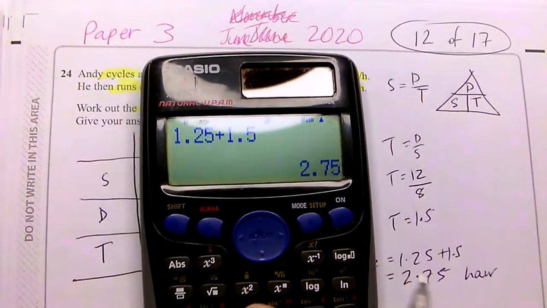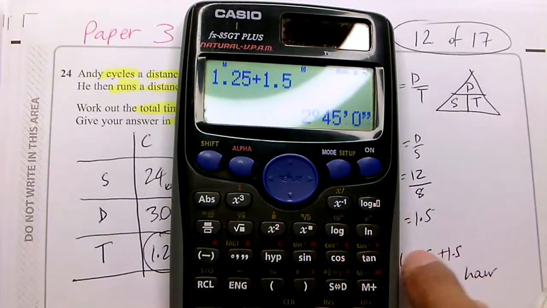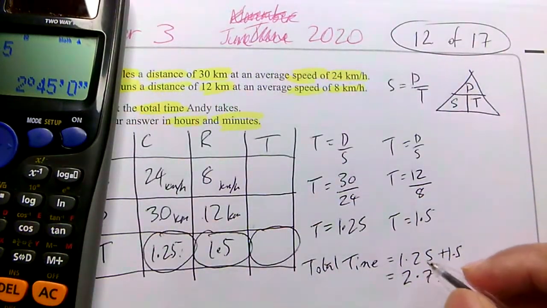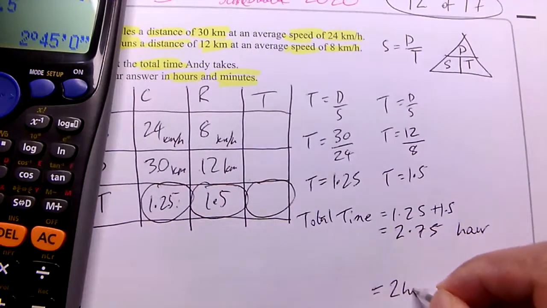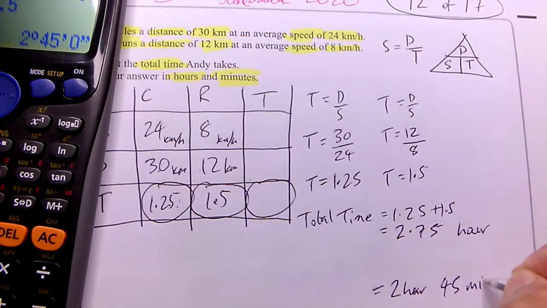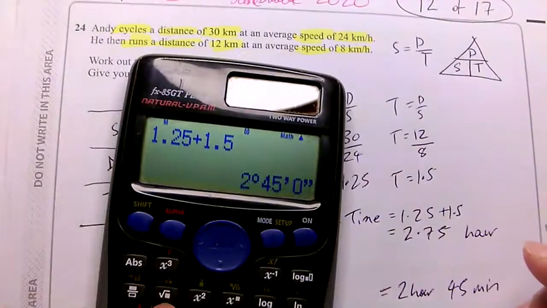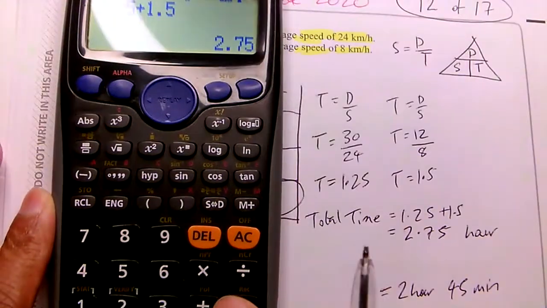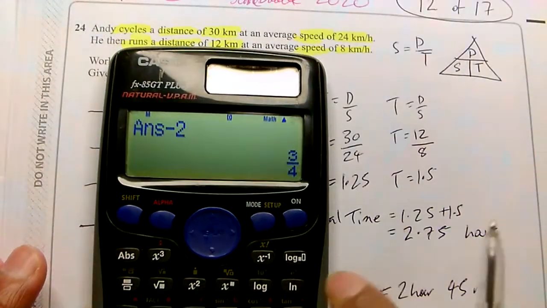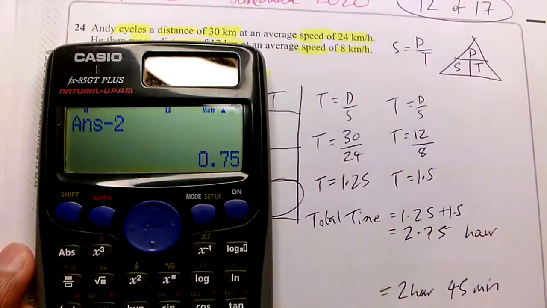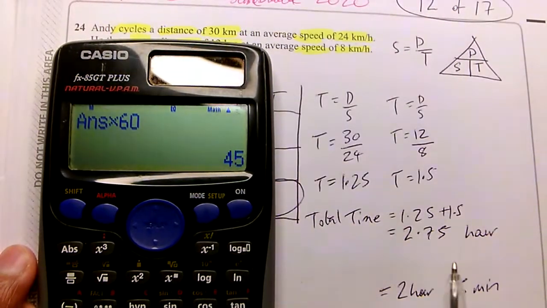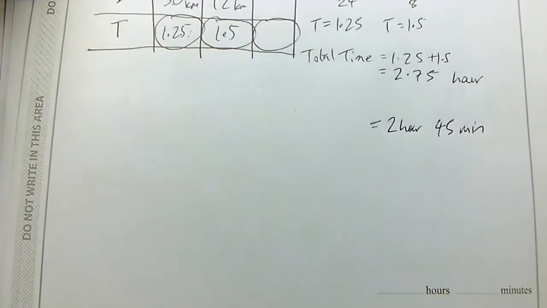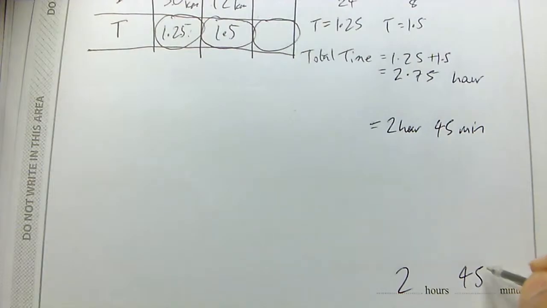And again, press the speech mark button here. That converts it for me. 2 hours and 45 minutes. And in case you don't have that, how would you do it without this function if you don't know how to work it out? Take away 2. I want the unit part. Take away 2. That's the decimal part of hours. How many minutes in an hour? 60. So we times it by 60. We get 45. So that's my final answer. 2 hours and 45 minutes. Well done if you got that right.